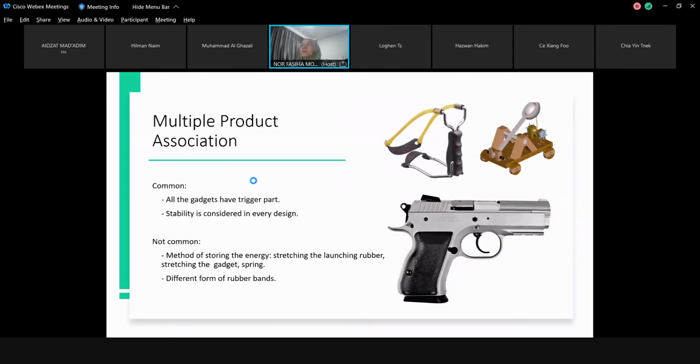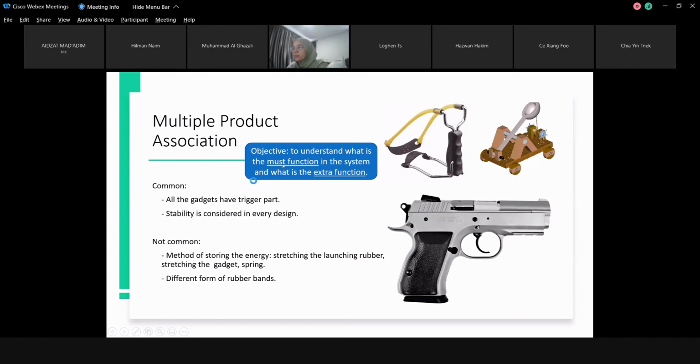For multiple product association, you do product association on multiple products. In this example, there are three products. The objective is to understand what the main function of the trigger is, and what the extra function of the trigger is. So we find the common and the non-common aspects within these three products.